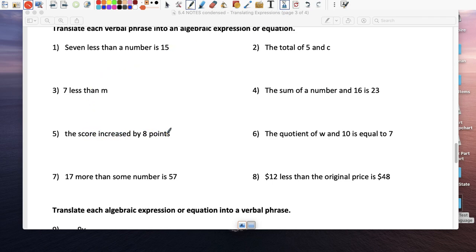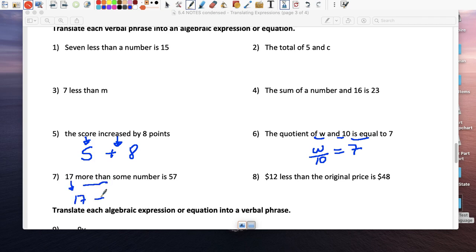5, the score increased by 8 points. So the score, increased by 8 points. Quotient is division. So again, quotient is division of W and 10 is equal to 7.